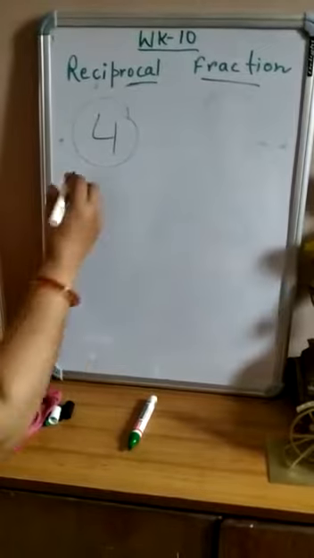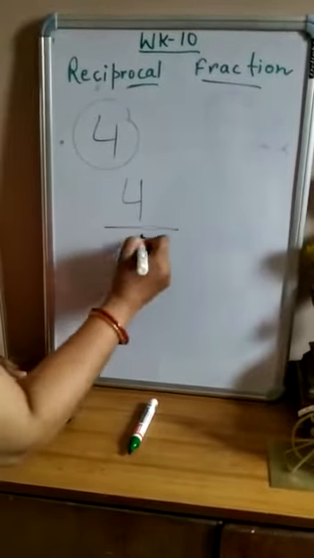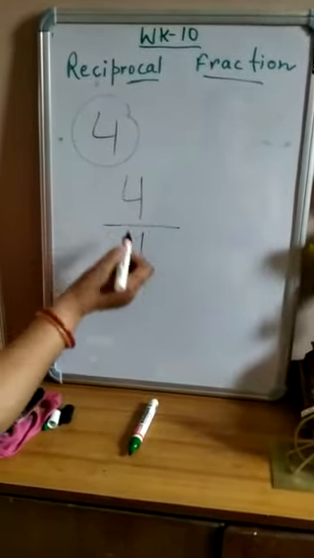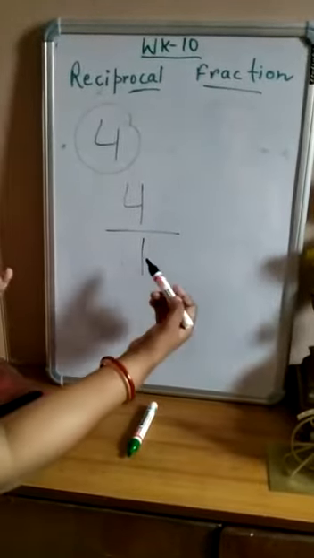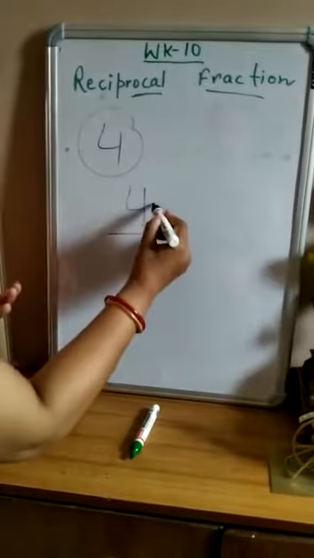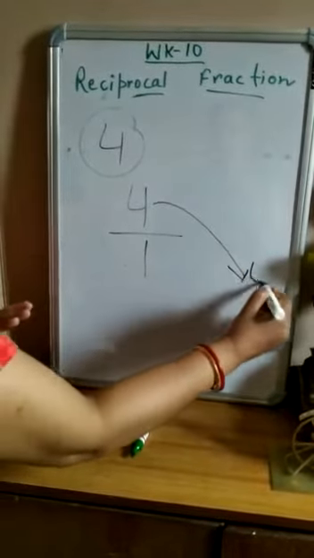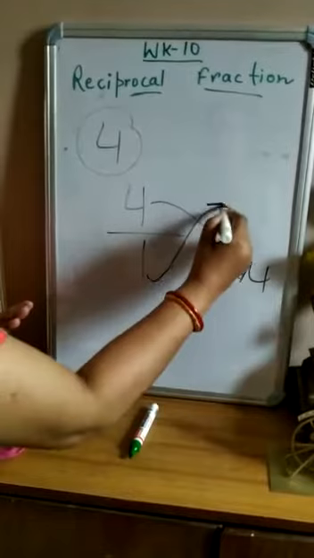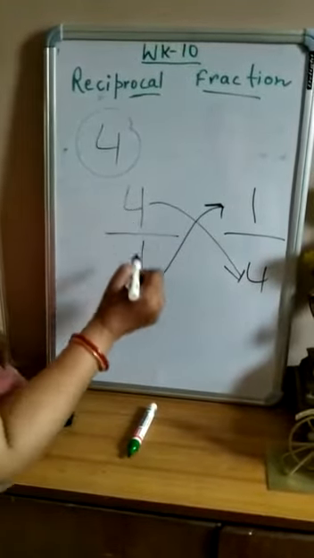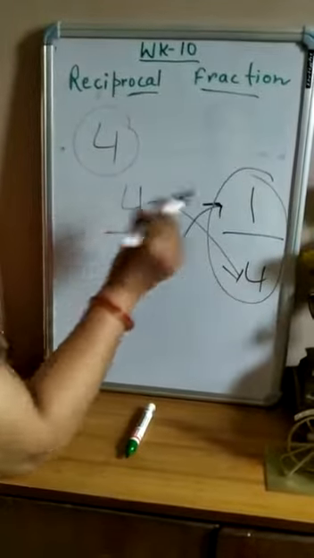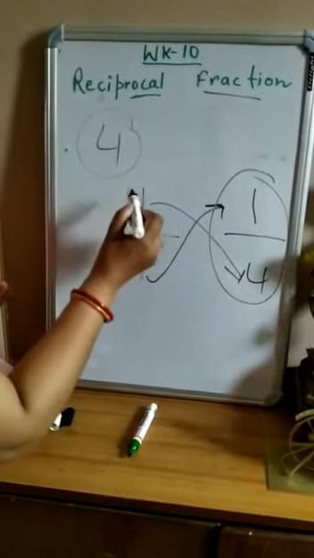Here all of us see. So 4 we can write as a fraction, 4 by 1. Here 4 is the numerator and 1 is the denominator. We interchange the position of numerator and denominator. So here the 4 will become the denominator and this 1 will become the numerator. See, 1 by 4.